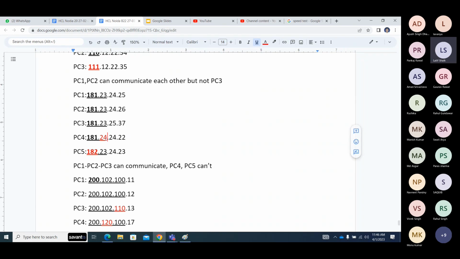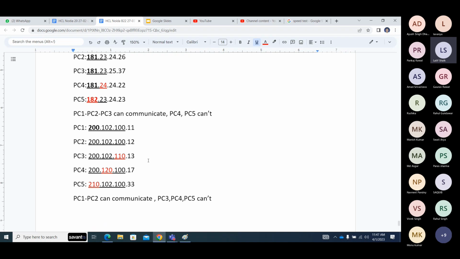But in PC4, the second octet is different from PC1, PC2, PC3. In PC5, the first octet is different from PC1, PC2, PC3. So obviously PC4 and PC5 cannot communicate with PC1, PC2, PC3, because there is a difference in the network portion. Compulsory, the network portions must be the same with other devices.